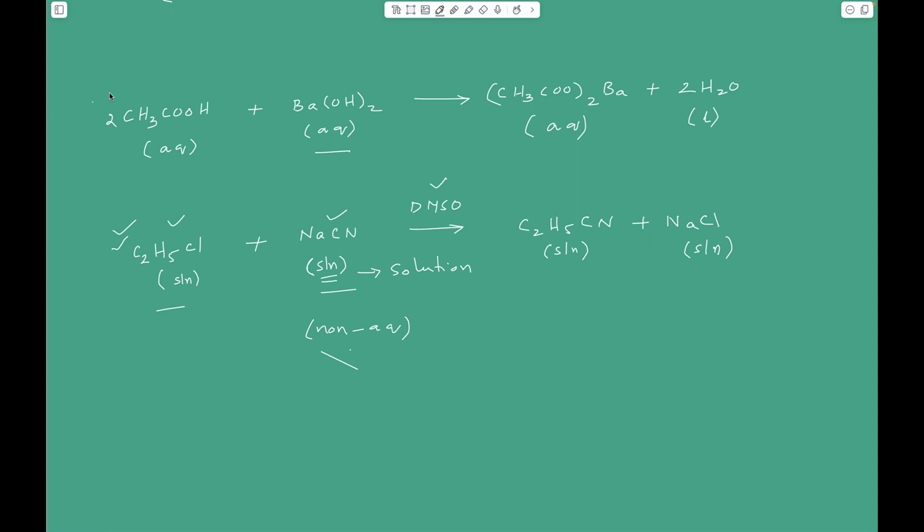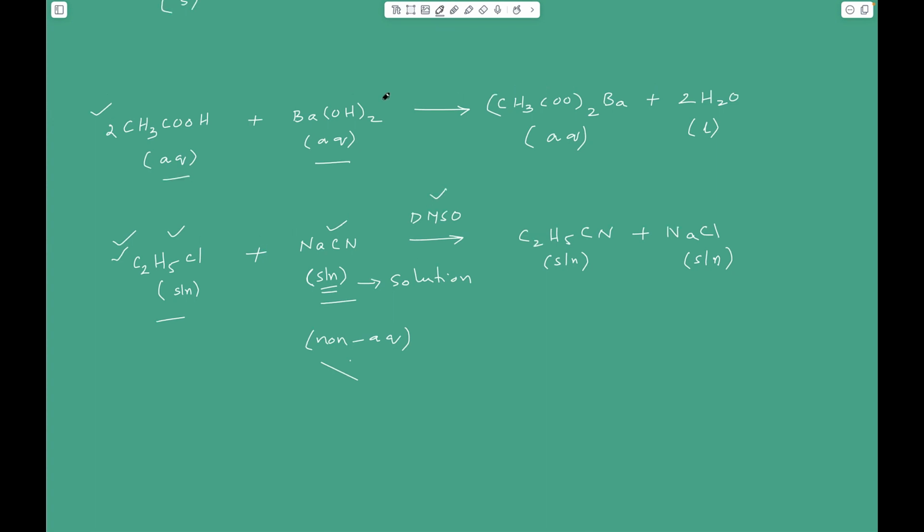Here we have another example of a chemical reaction taking place in an aqueous solution. And in this reaction, there are two reactants, acetic acid and barium hydroxide. And there are two products as well, barium acetate and water. Barium acetate is soluble in water, so it remains in the solution in which it is formed. So you will have an aqueous solution of barium acetate, and of course some liquid water is also formed as a product.